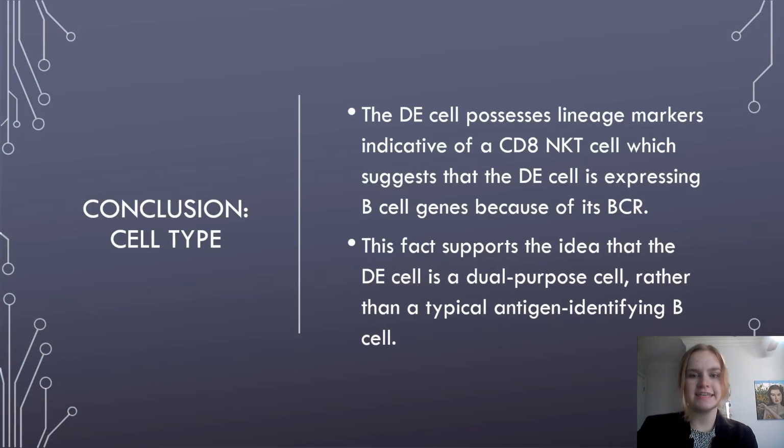So in conclusion, the DE cell is going to possess lineage markers indicative of a CD8 NKT cell, which suggests that the DE cell has B cell features because of its germline encoded BCR. And I was able to conclude this because in the original article it stated that the BCR on the DE cell is of germline configuration, and this supports the idea that the DE cell is a dual purpose cell.